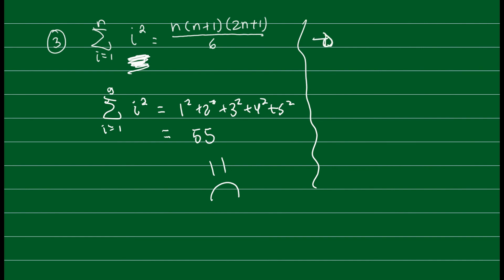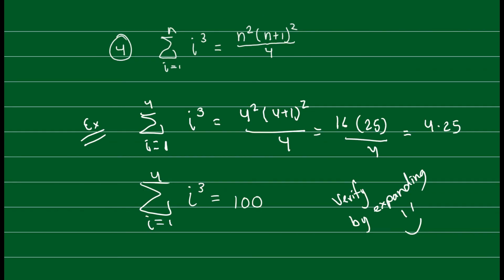Well, let's just use our formula then. We need to identify n. n happens to be 5, all right? So let's do 5 times (5 plus 1) times (2 times 5 plus 1) over 6. And the result of this is also 55.